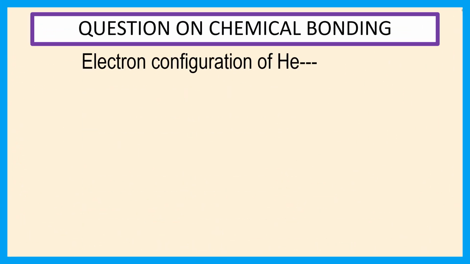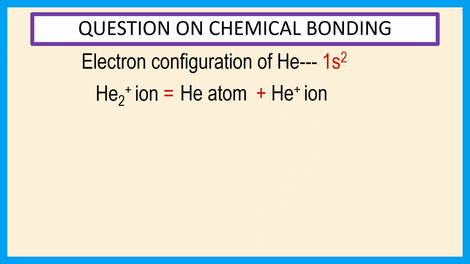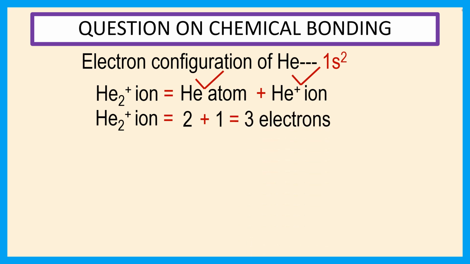The electron configuration of the helium atom is 1s2. He2 plus ion contains one helium atom and one He plus ion. Therefore, the He2 plus ion has 2 electrons for one helium atom plus 1 electron for one He plus ion, which is equal to 3 electrons.